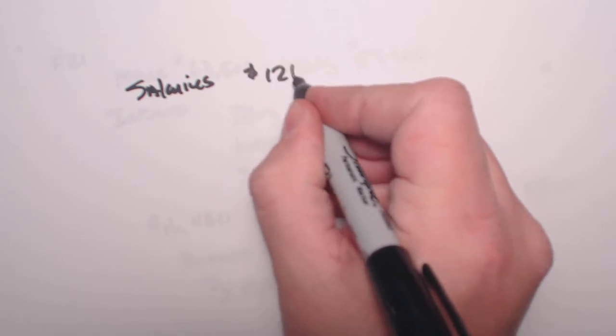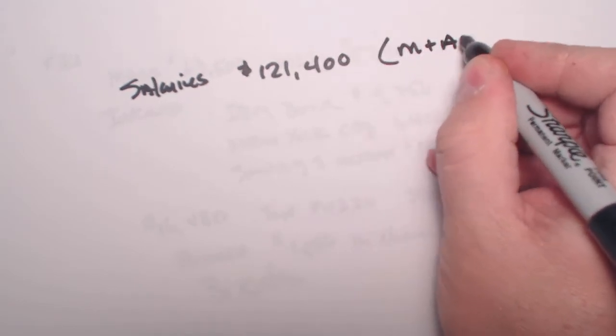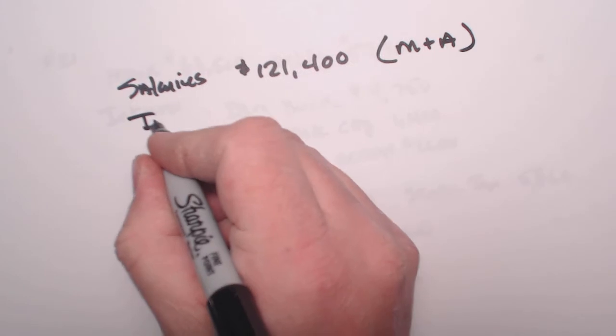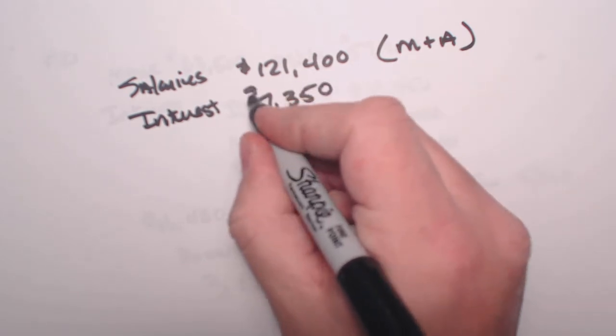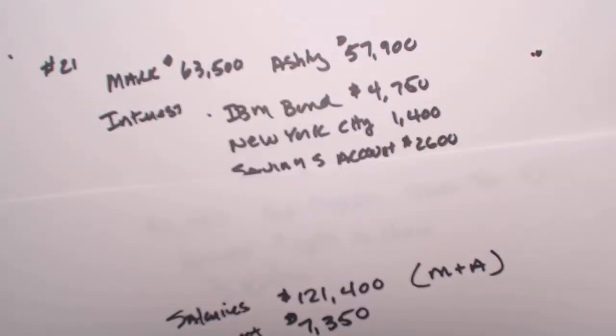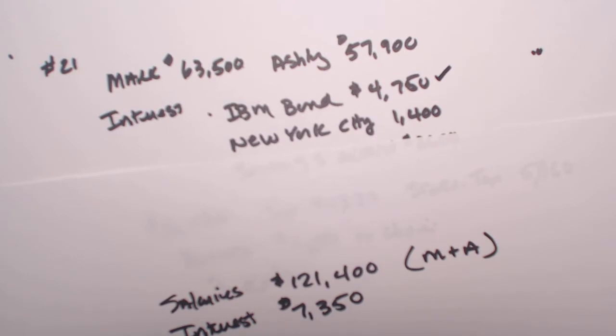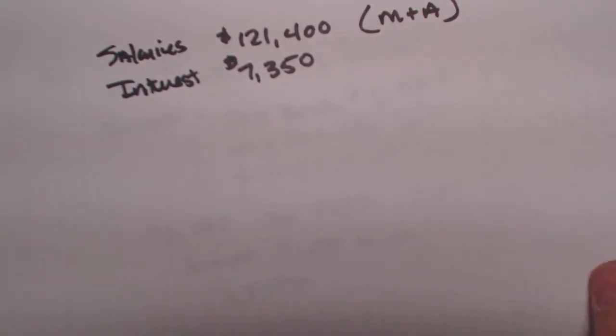So the first thing we want to do is calculate what they've earned for income. Now, the salaries combined, what I just did was I added them together. It was $121,400. That was their 2 salaries, Mark and Ashley. So they have an interest of $7,350. Now this is everything except the New York City bonds. So it was the IBM bonds of $4,750 and the savings of $2,600. If you added those together, it was $7,350.